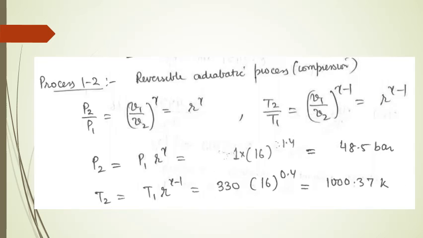Now as the 1 to 2 process is a reversible adiabatic process, the relation between pressure and volume and the relation between temperature and volume is given in terms of compression ratio and gamma, that is the ratio of specific heats. So with the help of these expressions, we can find the value of P2, which comes out to be 48.5 bar, and the value of T2, which comes out to be 1000.37 Kelvin.